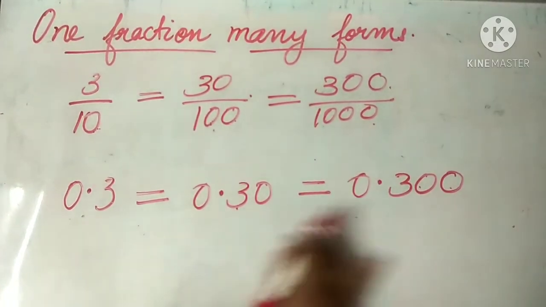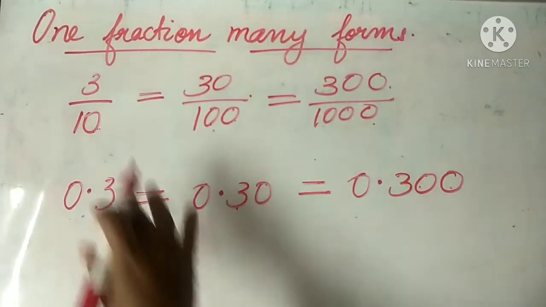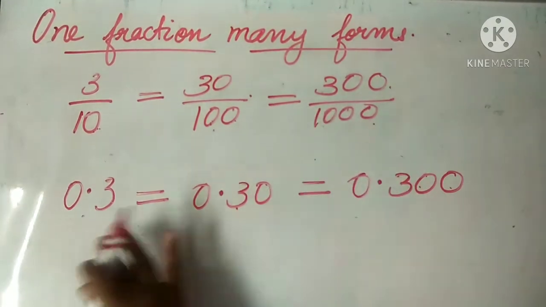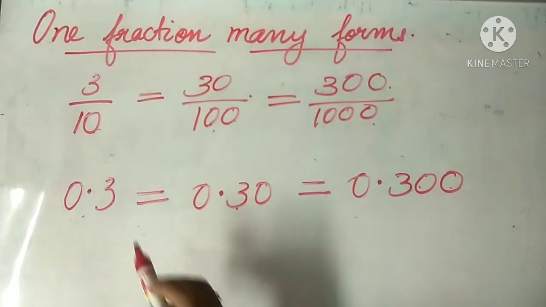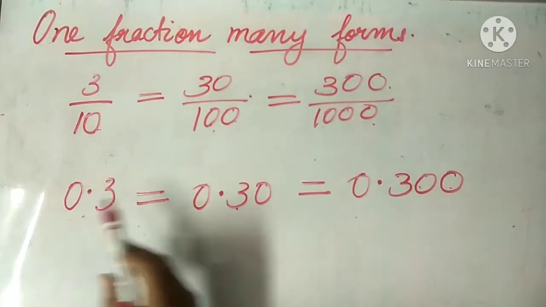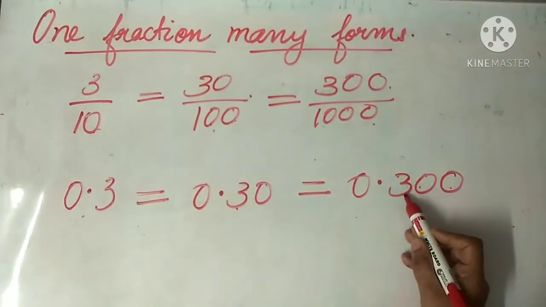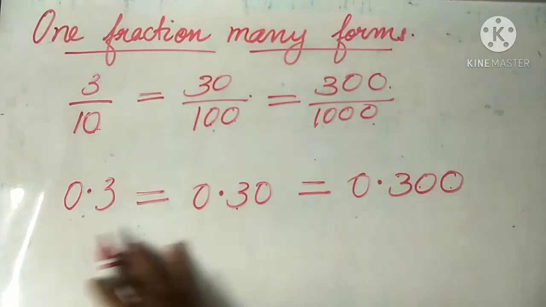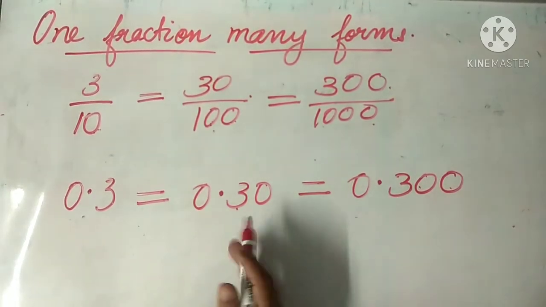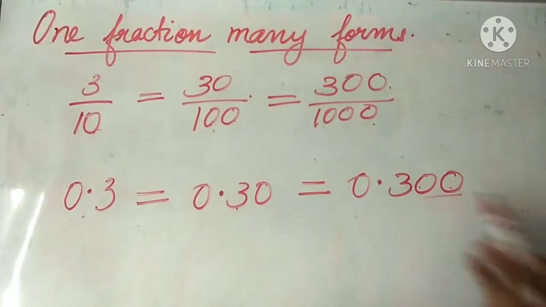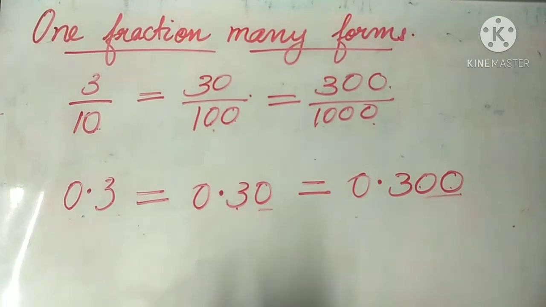So all these decimal forms are also equal. If the fractions are equal, their decimal forms will also be equal. Now look here. This is 0.3, this is 0.30, and this is 0.300. All these are equal. That means the 0 we put at the end doesn't have any value.